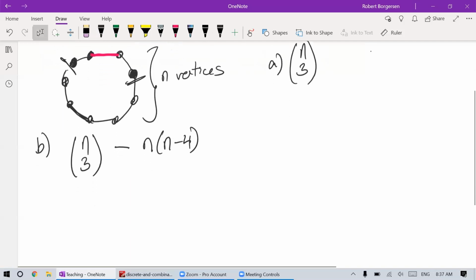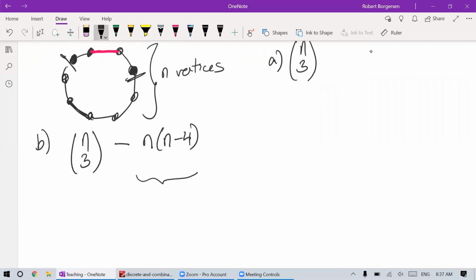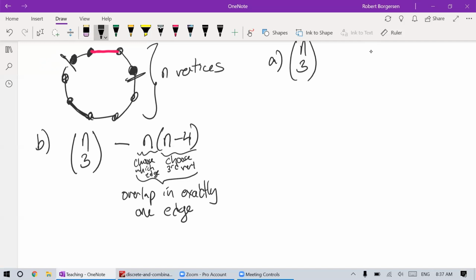So this is overlap in exactly one edge. This is choose which edge. This is choose third vertex. Okay, so that's the ones that overlap in exactly one edge.